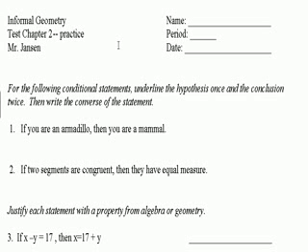All right, we're going to be doing a practice for Chapter 2. This is meant for informal geometry, but could be used for other classes as well. The first two problems here, we're supposed to underline the hypothesis once and the conclusion twice. After that, you're supposed to write the converse of that statement, which is found by switching the hypothesis and conclusion.